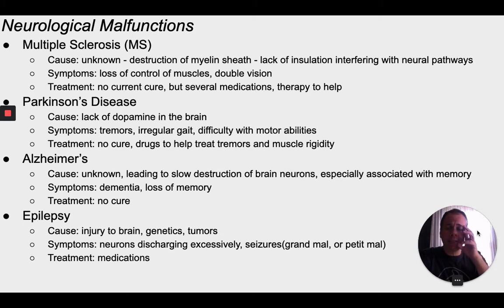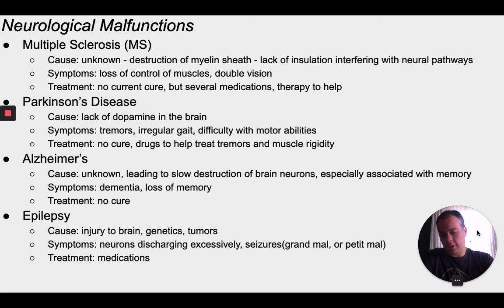Parkinson's disease is a disease caused by a lack of a chemical called dopamine in the brain, and it leads to a person having tremors or shaking, difficulty walking, difficulty in other motor abilities, and so forth. And again, there's not a cure for this, but there are drugs and treatments that can help a person to better cope with the disease.